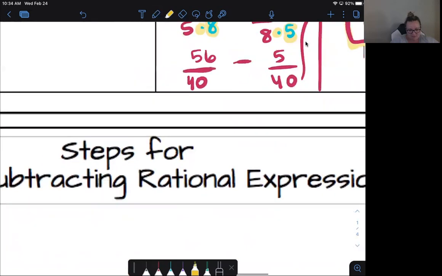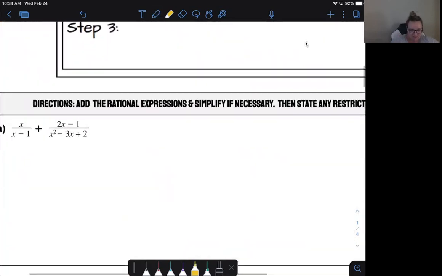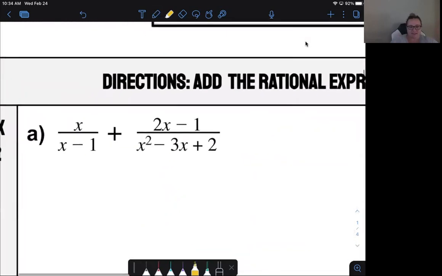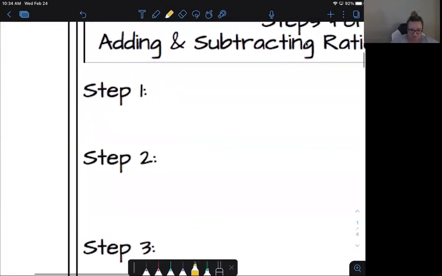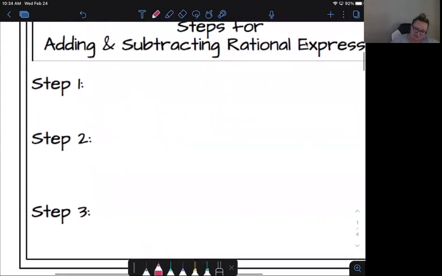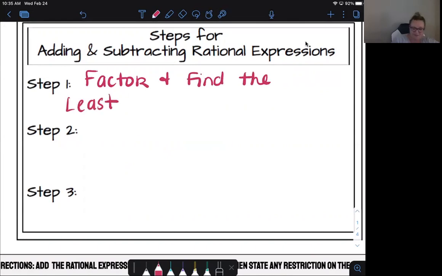All right, so let's talk about our steps for adding and subtracting rational expressions. If you look at example 2, part A, we're going to be taking x over x minus 1 plus 2x minus 1 over x squared minus 3x plus 2. So I'm going to give you 3 kind of easy steps to follow for every time you have to add or subtract your rational expressions. Step 1 is to factor and find a common denominator. The first thing you always want to do with rational expressions is just factor them as much as possible. So factor and find the least common denominator, that LCD.